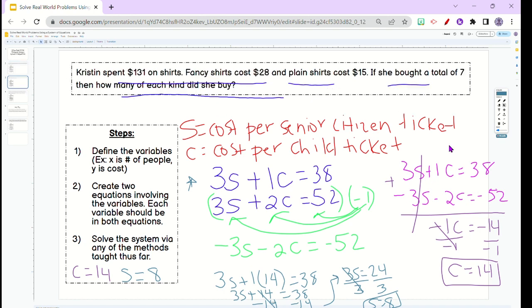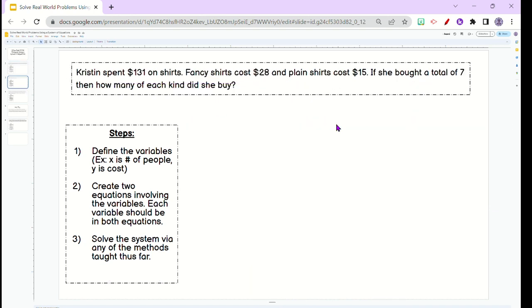Here is our next example. Kristen spent $131 on shirts. Fancy shirts cost $28 and plain shirts cost $15. If she bought a total of 7, then how many of each kind did she buy?